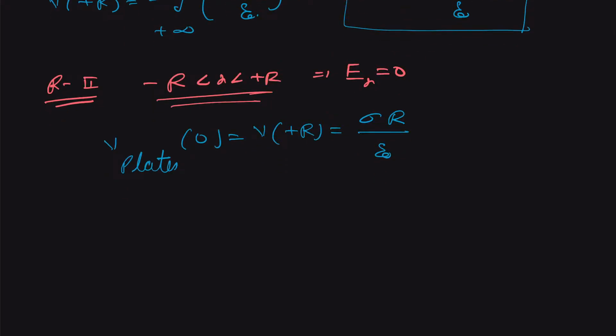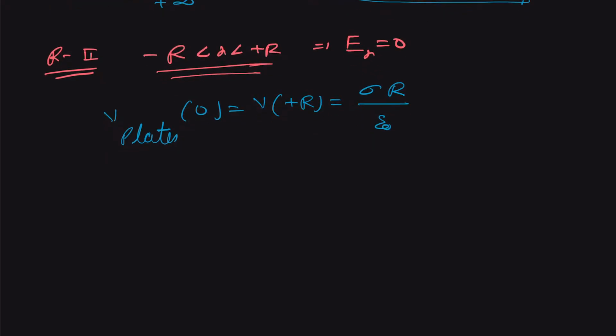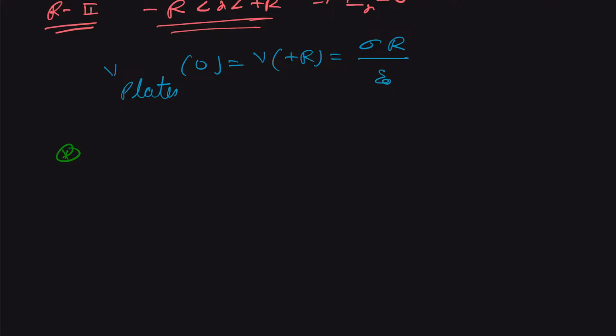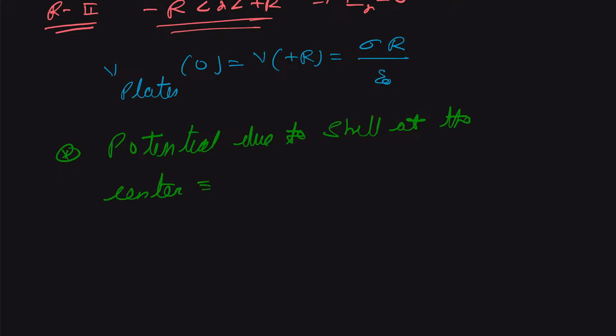And we are simply going to, because we know that the shell is also contributing the potential at the center. So we can say that our potential due to shell at the center, which we have calculated at the start. So we can say V shell at the center is equal to our charge density divided by epsilon naught, which we have already calculated.